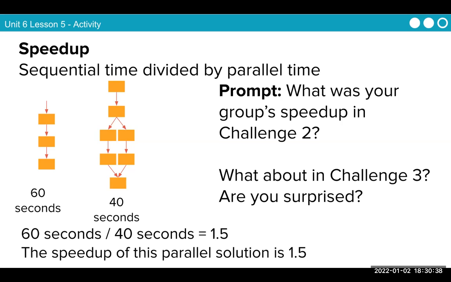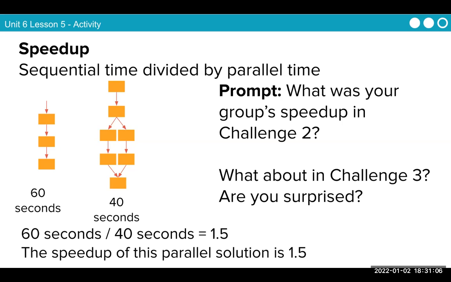The way you calculate speed up is you first run sequentially. They're saying you did it in 60 seconds. Then when you did it with 2 people, you did it in 40 seconds. So they're saying 60 seconds divided by 40 seconds, the faster run, equals 1.5. The speed up of the parallel solution is 1.5. It is 1.5 times faster.